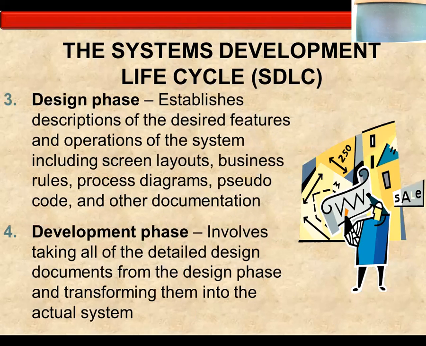Third one is the design phase. See what the slide is telling. It simply establishes descriptions of the desired features and operations of the system, including screen layout, business rules, process diagrams, pseudocode, and other documentation. So in this phase, you must go for the basic structural diagram, process diagram, complete layout of the project, documentation kind of work, and all kinds of pseudocodes you must design in the design phase.